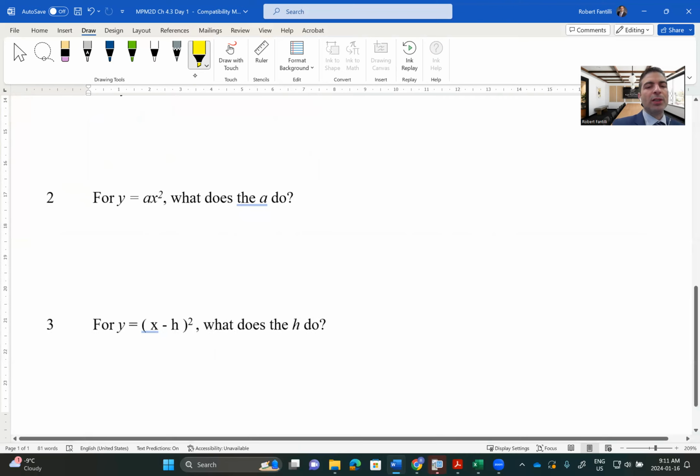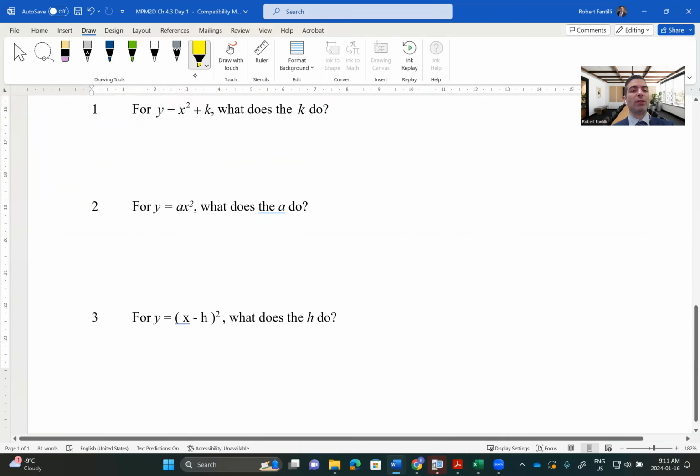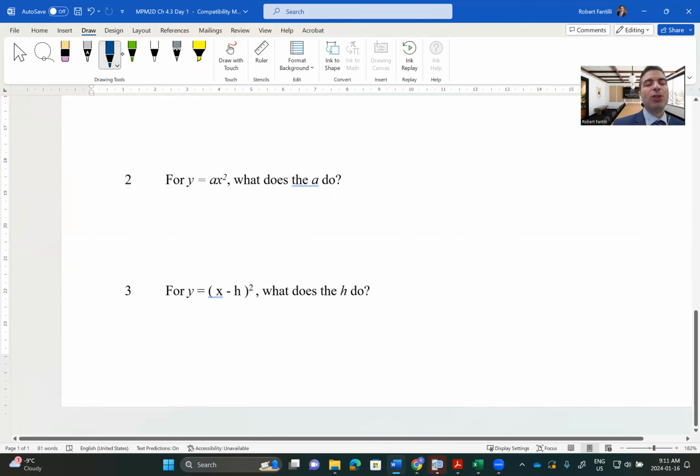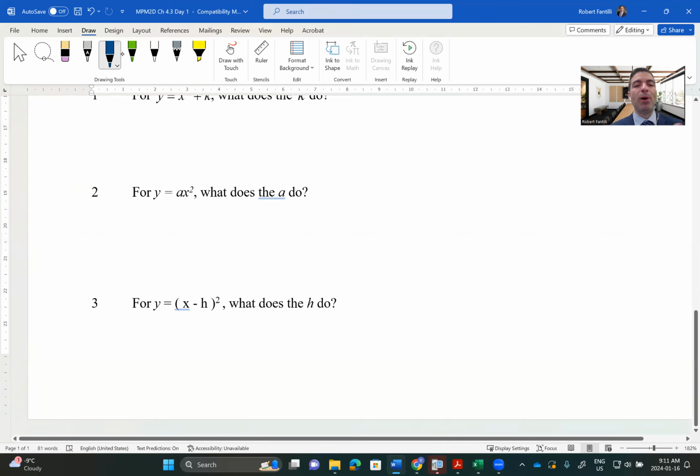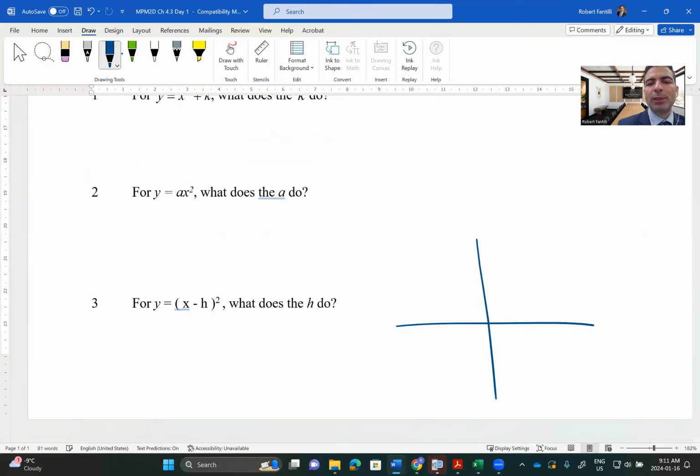The final one here is the horizontal shift. What does the h do? It shifts left and right. Remember, if I'm shifting to the right, my h will be a positive number. So let's pretend I shifted my parabola, and I'll just do a quick sketch of the parent parabola. That's y equal x squared. Let's say I wanted to shift this to the right to 1, 2, 3, and draw the parabola here. What happened? Well, by shifting to the right, we're saying that we're now at 3. So the h value is now a positive 3. So my equation would be y equal, in brackets, x minus the 3 squared.